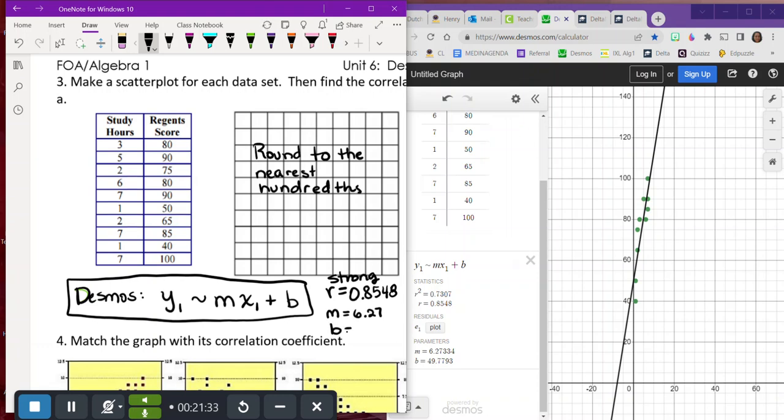And B, the 7 is going to round up, so 49.78. All right, so the trend line, or the best fit line, is going to be y equals 6.27x plus 49.78.